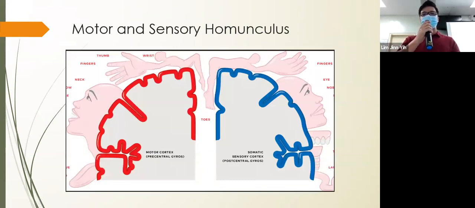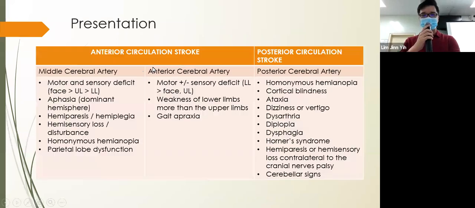So the motor and sensory homunculus basically let us know which area of the brain corresponds to which area in the body. We can remember the homunculus as an inverted person with the head at the bottom, and then the body, and then the legs. So with this homunculus, we can differentiate between the anterior and also the middle cerebral artery.